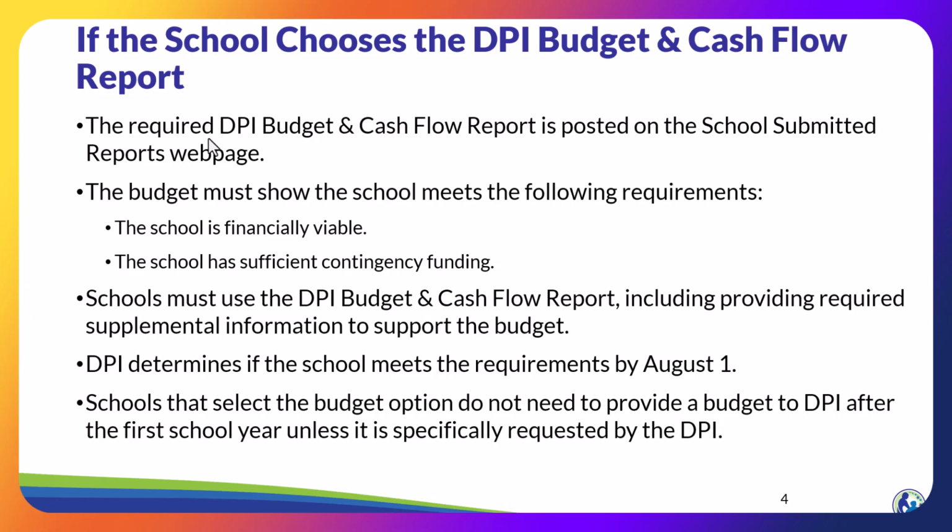DPI will review budgets submitted by May 1st and determine if the school meets the requirements by August 1st. Between May 1st and August 1st, DPI will be in contact with schools to ask questions and request additional documentation to ensure the school meets the budget requirements. Schools that select the bond option do not need to submit a budget unless it is specifically requested by DPI.